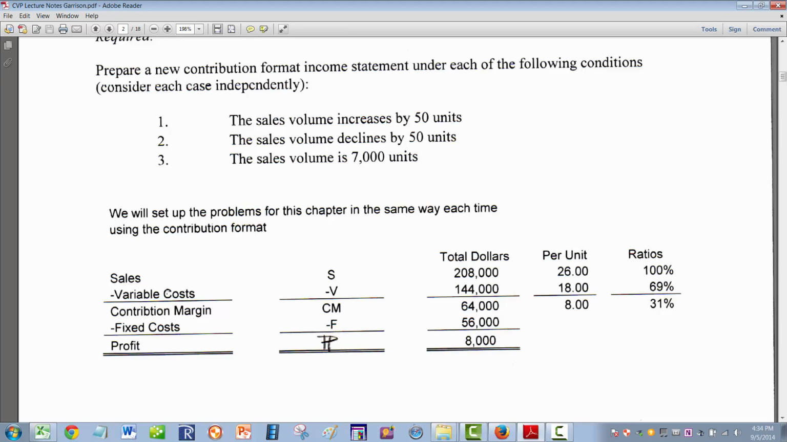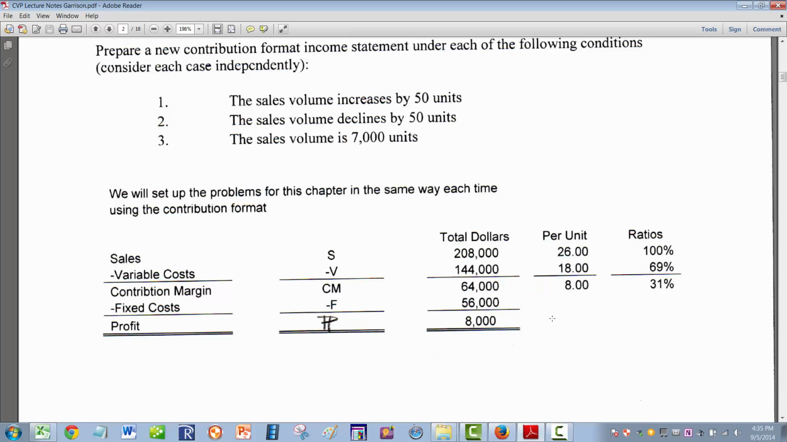We're looking at the way the costs behave. So we're segregating variable costs and subtracting those from sales, and then we're segregating fixed costs, putting them all together, and subtracting them from the contribution margin. We also look at it on a per unit basis, and we also look at it on a basis of the ratios, variable cost to sales and the contribution margin to sales. And I don't remember what volume we're looking at, so whatever 208,000 divided by 26 is, that's the volume of units that they're selling.